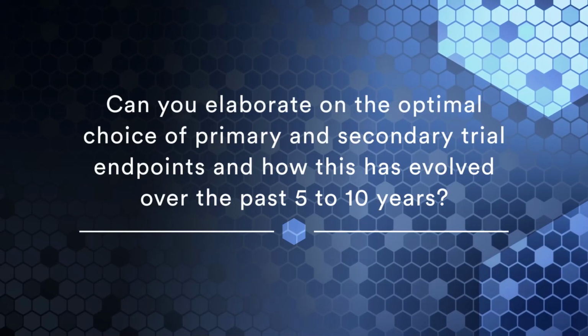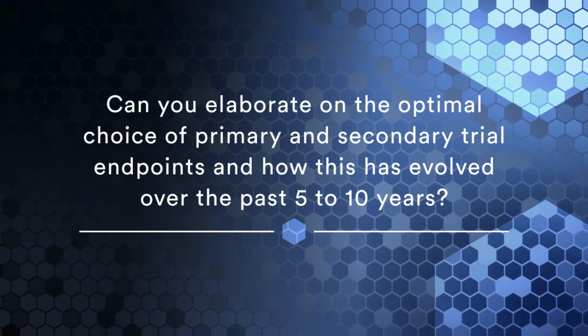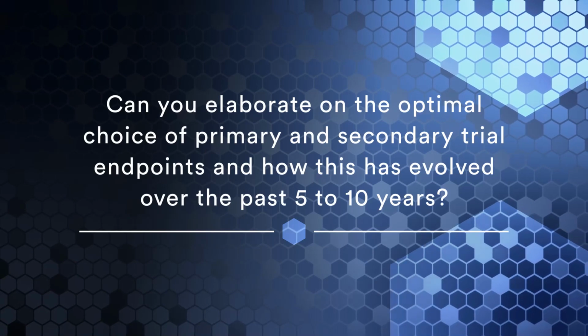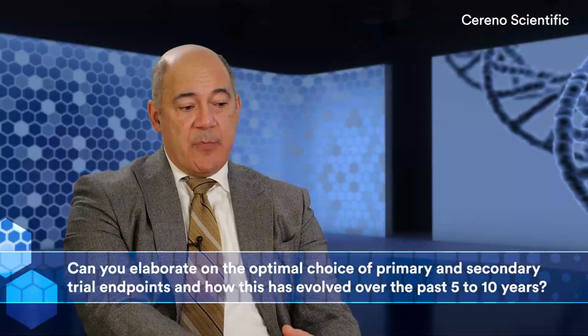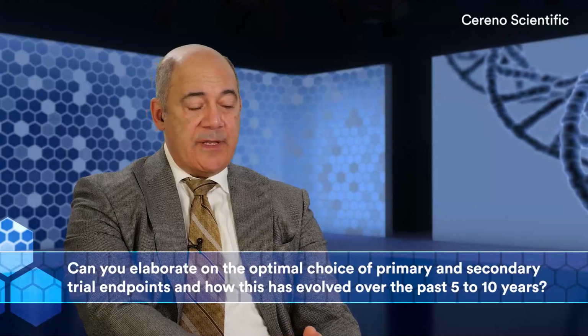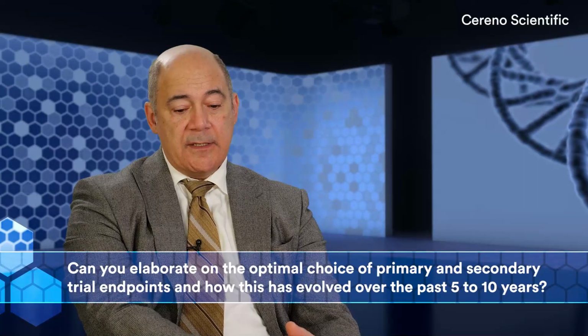Can you elaborate on the optimal choice of primary and secondary trial endpoints and how this has evolved over the last 5 to 10 years? The evolution of these endpoints really mirrors the interest in the disease, both in clinical investigators and regulators. In the very early beginnings of pulmonary hypertension, when we didn't have therapies, we were looking at endpoints that really allowed us to gauge a person's improvement in functional capacity. So 6-minute walk test was really the primary endpoint for many of our early trials in pulmonary hypertension.